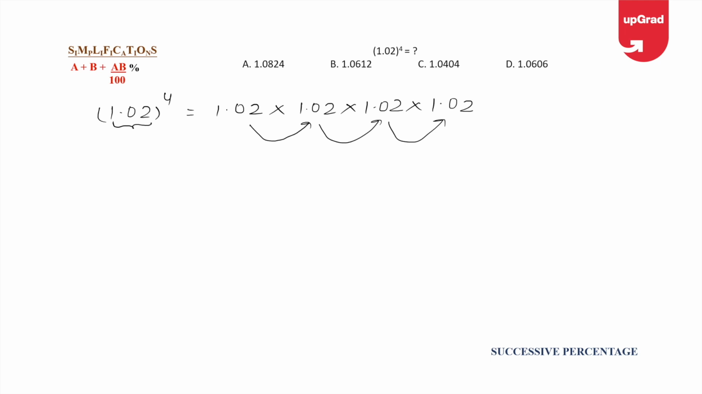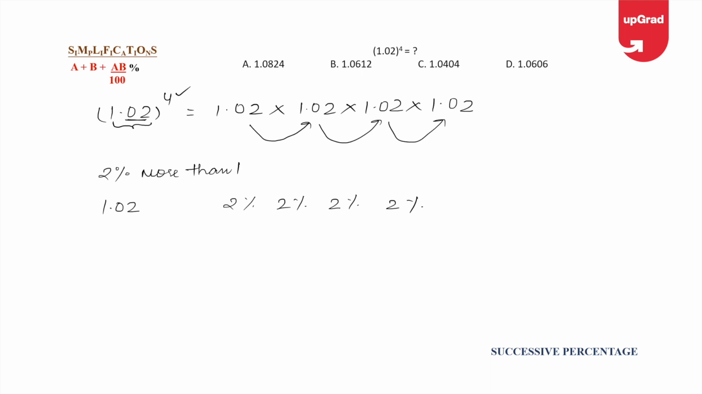Be with me. So 1.02, I can actually say that 0.02, which is the decimal part, is nothing but 2% more than 1. Would you agree? Because 2% of 1 is 0.02. So 2% more than 1 makes it 1.02. So actually, what I'm doing is I am getting a 2%, then again a 2%, then again a 2%, then again a 2%, because that's what the multiplying factor is. So it is 2%, 2%, 2%, and 2%.